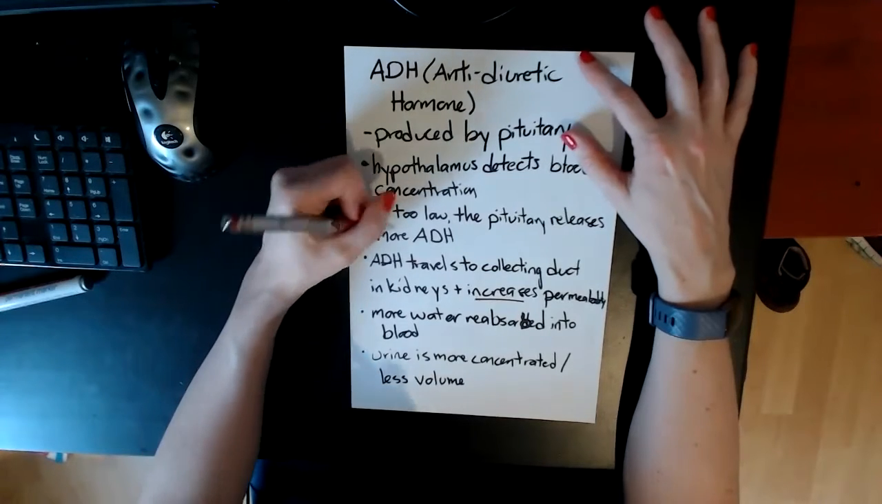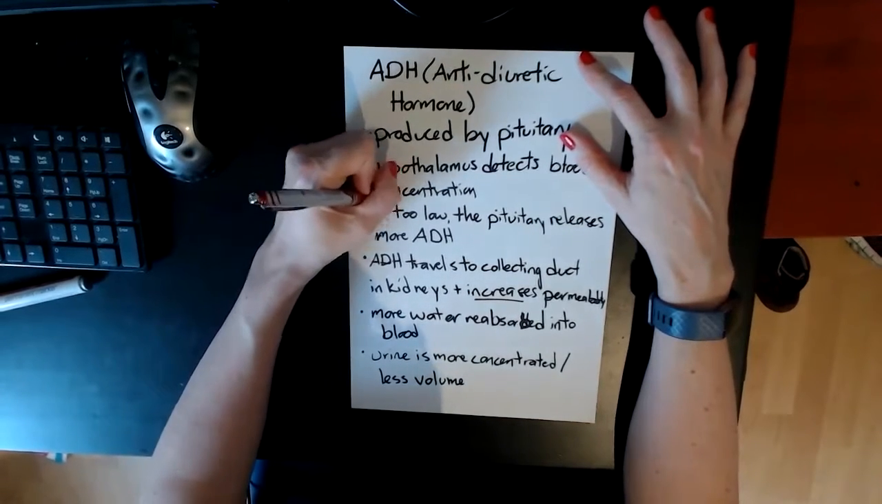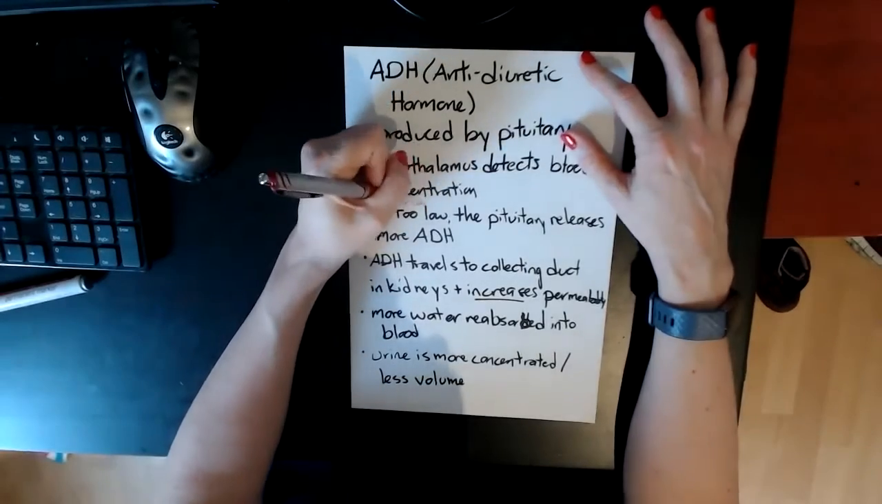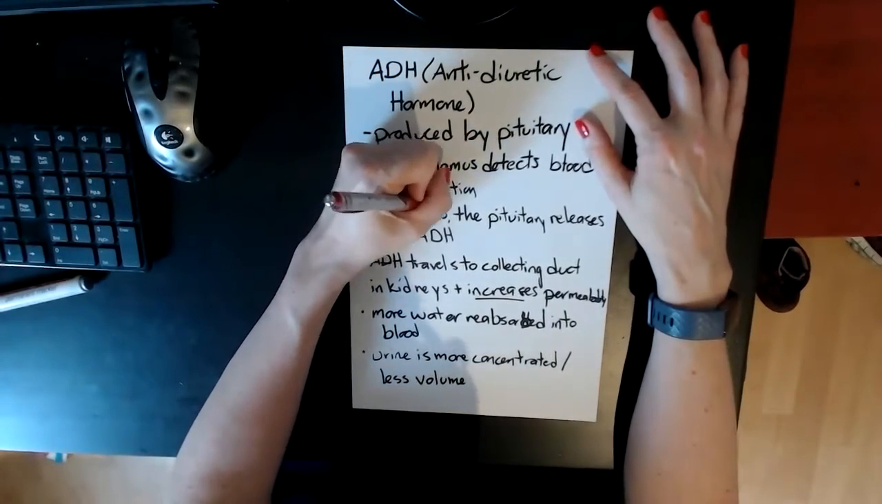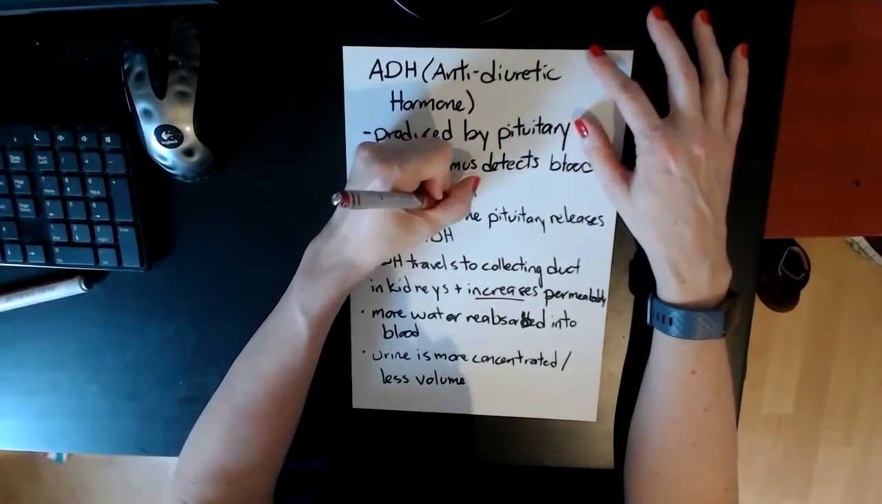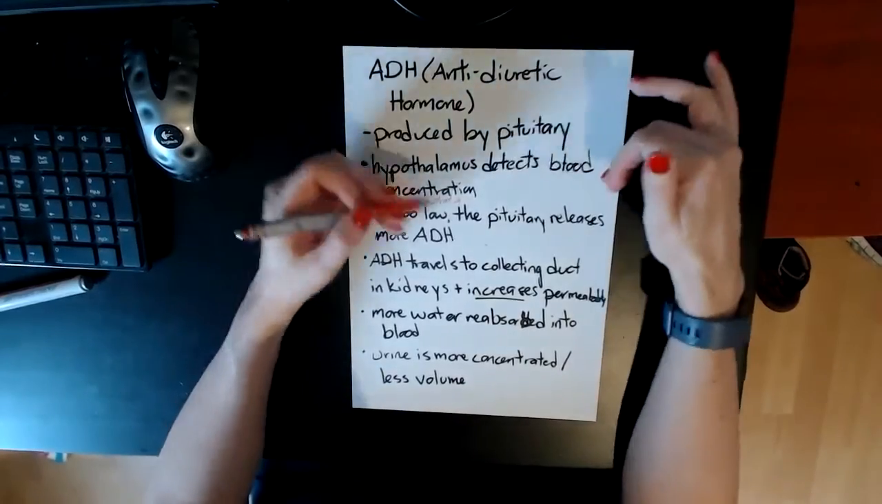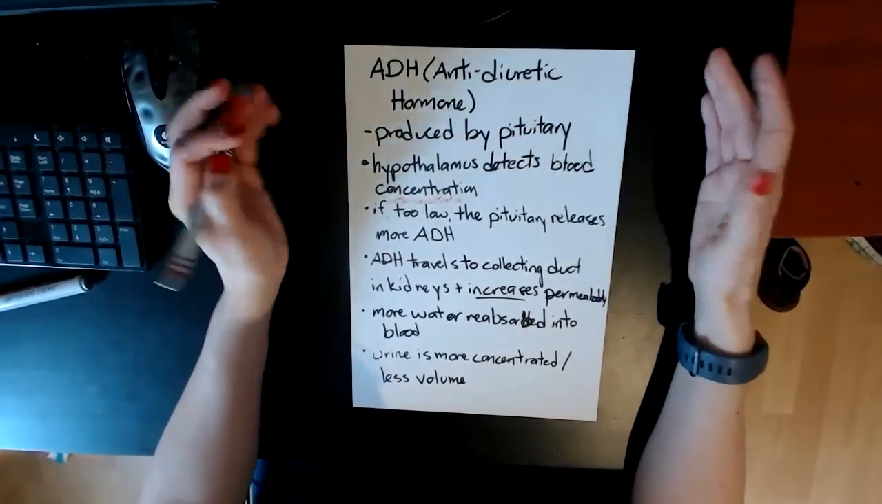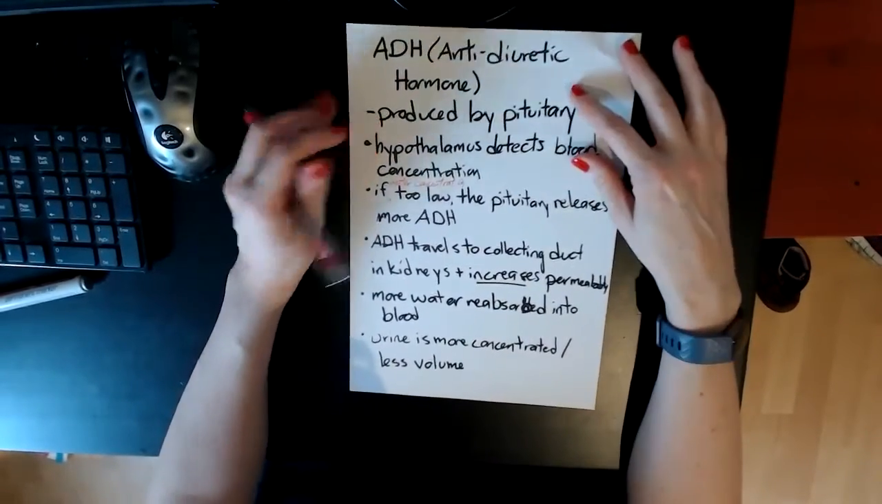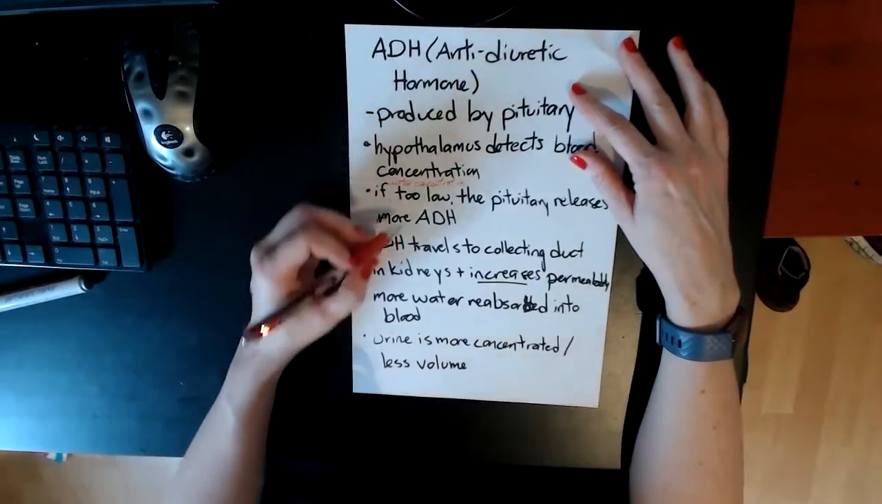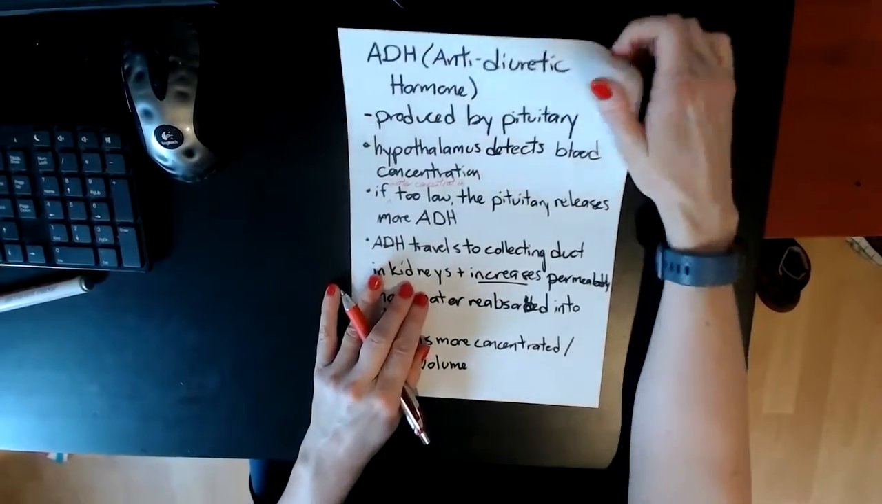Oh, I should say, this should say if the water concentration is too low. So basically, if the blood is too concentrated, so if the water concentration is too low, then the hypothalamus tells the pituitary to release more ADH. Right, and that ADH then travels to the collecting duct in the kidneys, which is part of the nephron.